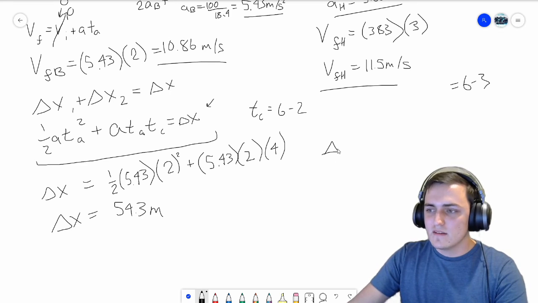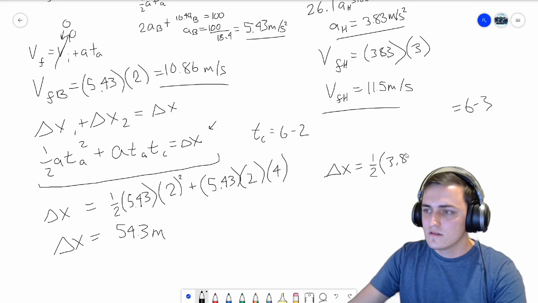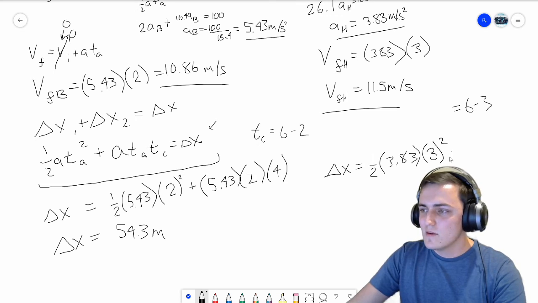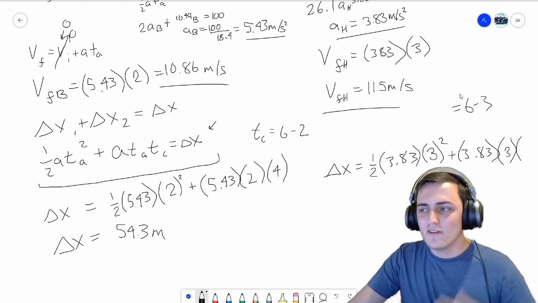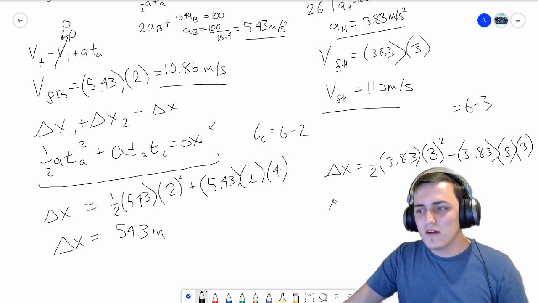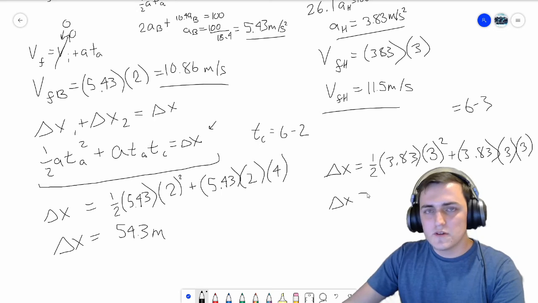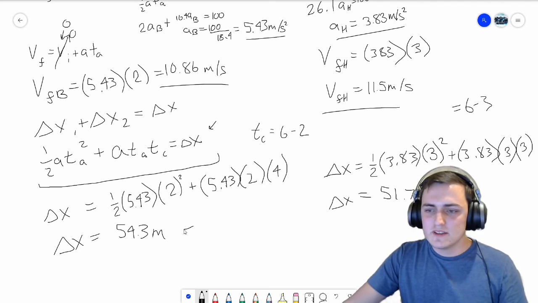Now we do the same thing for Henry. We have one half times Henry's acceleration. Let's scroll up a little bit. It's 3.83, and Henry accelerates for 3 seconds, and that quantity is squared. Plus his acceleration again, 3.83, times t sub a of 3, times the time of constant velocity. Of a 6-second run, only 3 of those seconds are left for constant velocity travel. Plugging this into the calculator, we end up getting 51.705 meters.